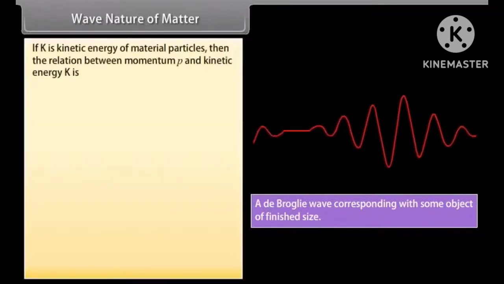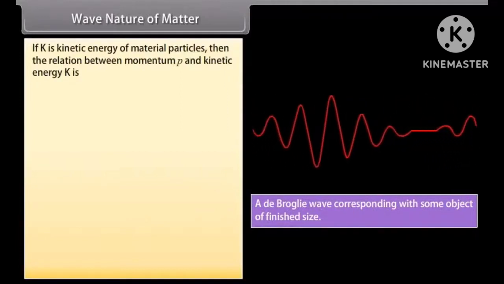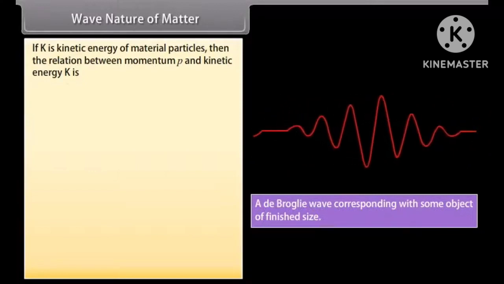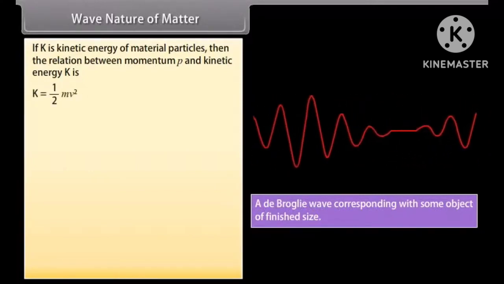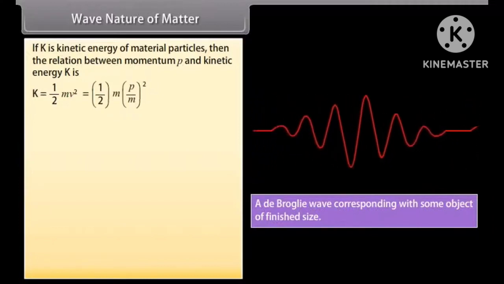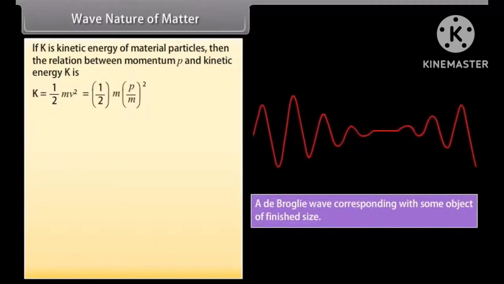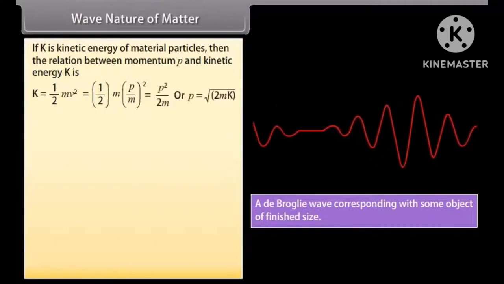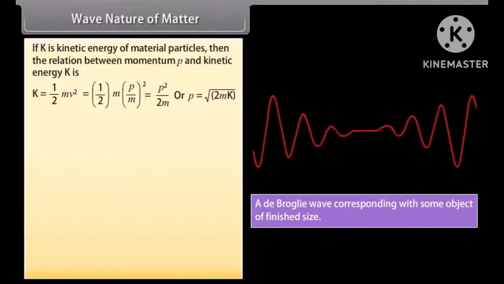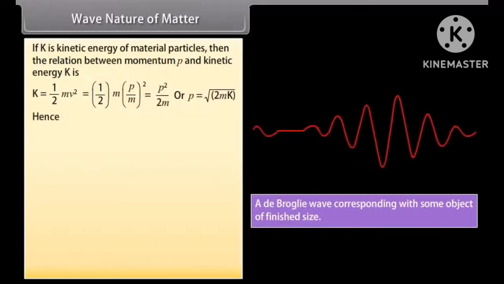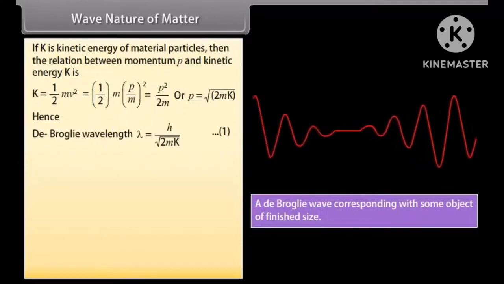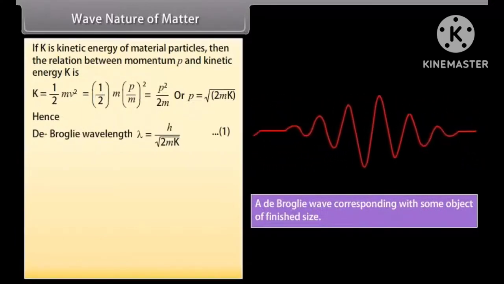If K is the kinetic energy of material particles, then the relation between momentum p and kinetic energy K is K equals 1 by 2 mv square, which equals 1 by 2 into m into (p by m) square, which equals p square by 2m, or p equals square root of 2mK. Hence, de Broglie wavelength lambda equals h by square root of 2mK. Name it as 1.